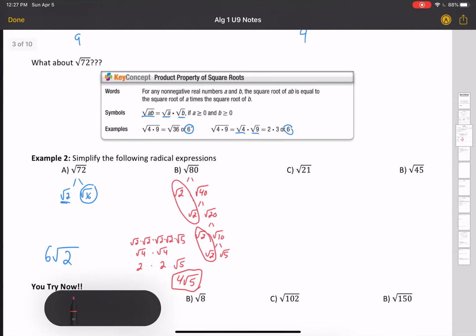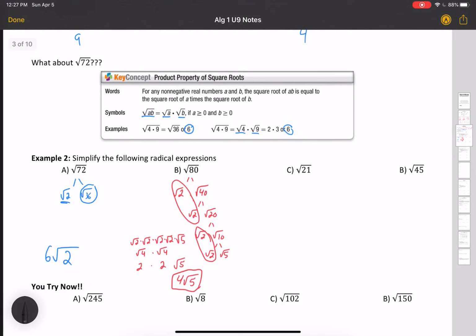Okay? Another way we could have done square root of 80, looking for perfect squares, is we know, or we can try our calculator, we know 16 goes into 80. 16 times 5. Square root of 16 is 4. 5 is stuck underneath. So you see how if you can expose the perfect squares in these numbers, that's going to make your life a little bit easier.